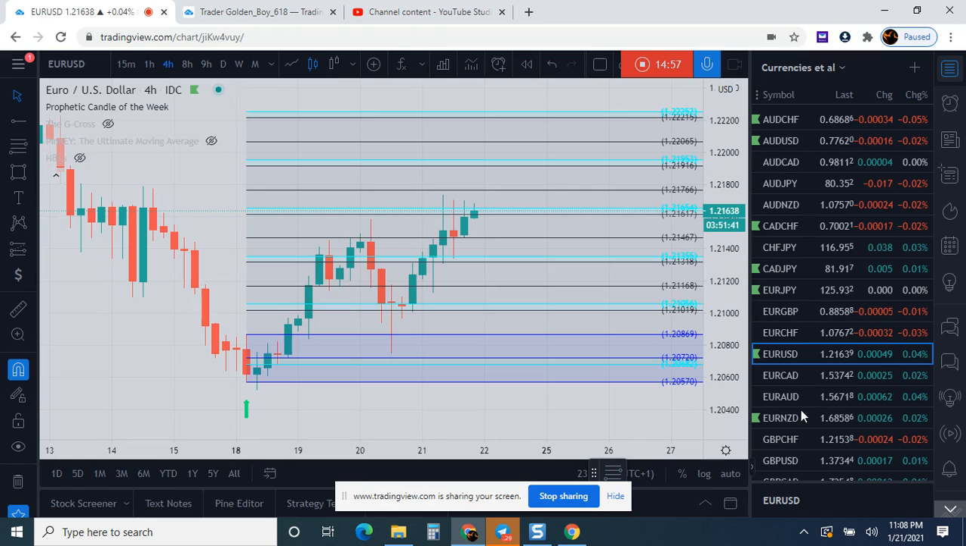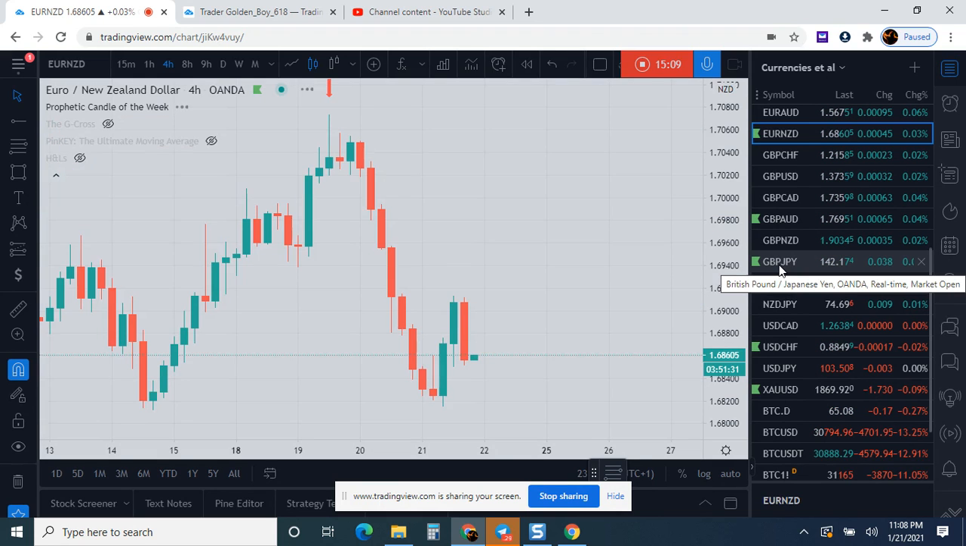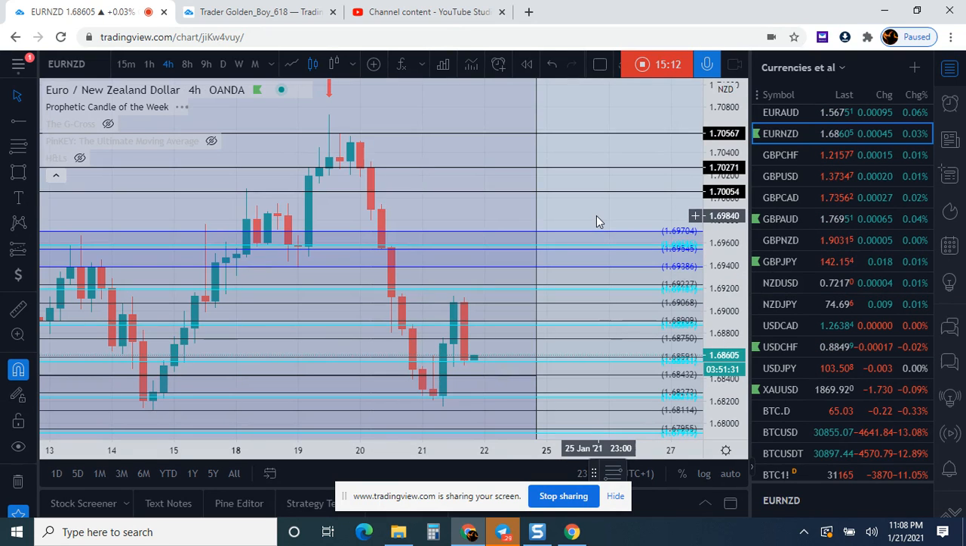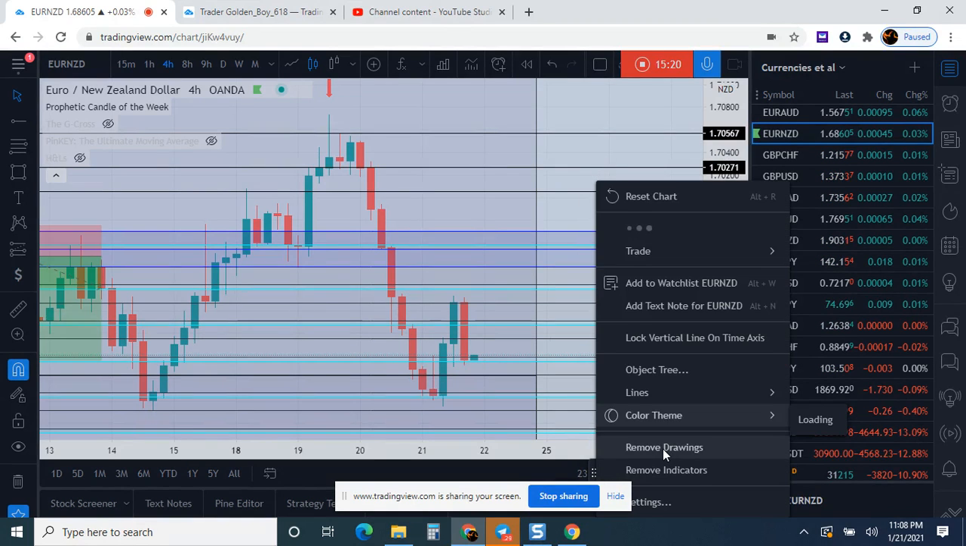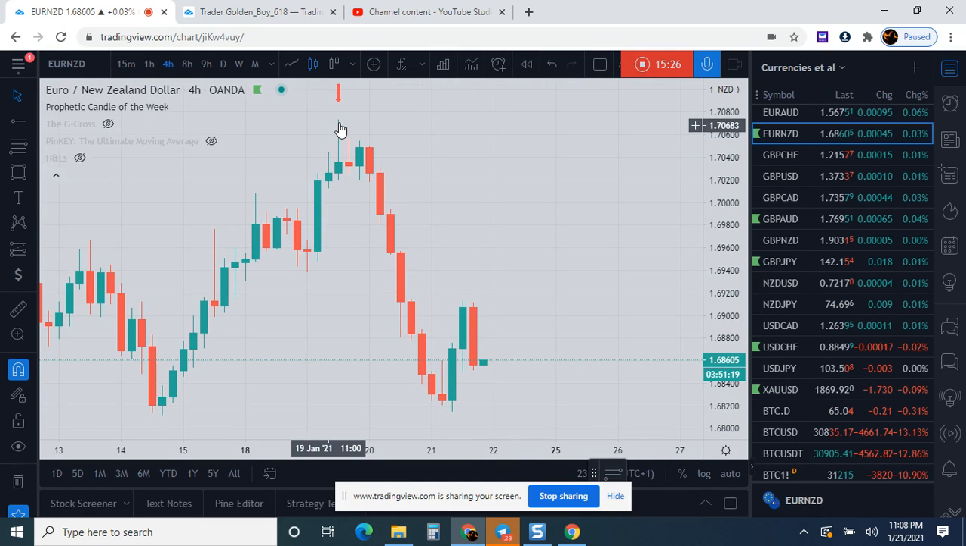I'll give one more and then we'll call it a wrap. So let's see Euro NZD. Or maybe I should go to the GBP pairs. So here, let's take this out temporarily. Remove all drawings. Okay, so we have this prophetic candle for the 19th.